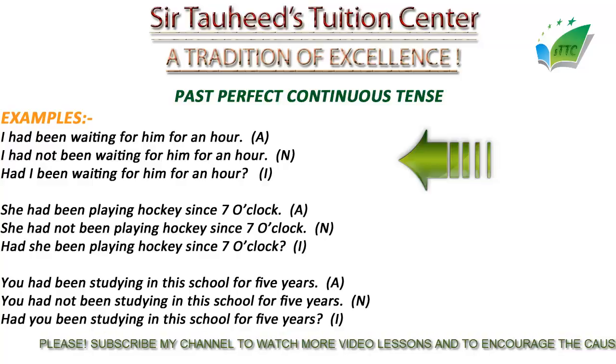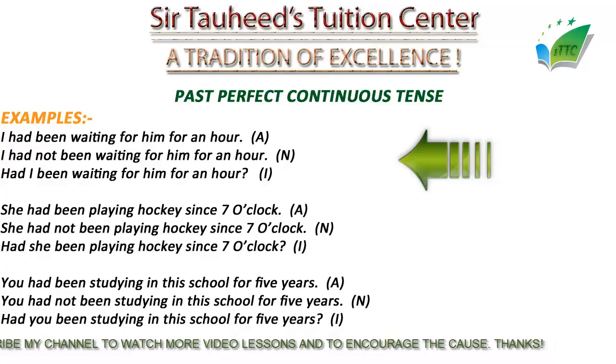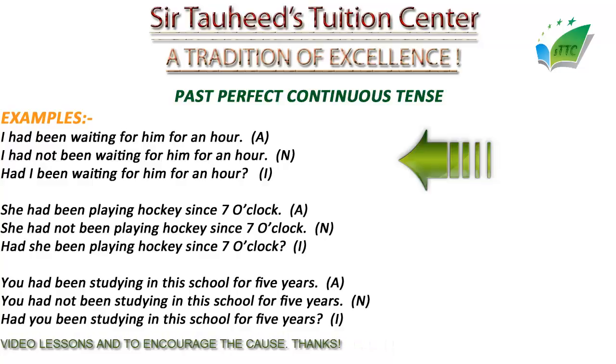It means in the past I did not wait for him for a complete 1 hour, maybe more or less, or maybe I didn't even wait for him. To make it an interrogative sentence, we have to use had before the subject, and the sentence will become: had I been waiting for him for an hour? So this is an interrogative sentence.